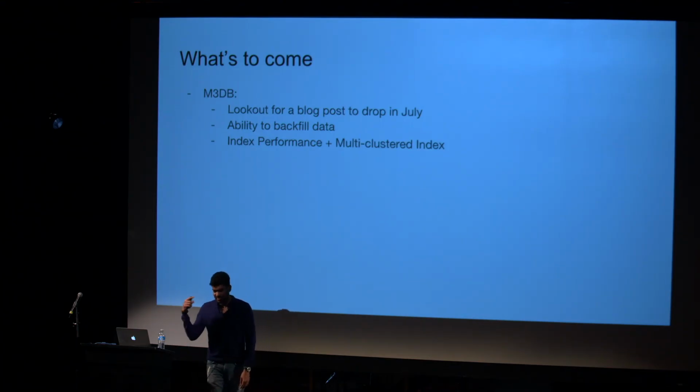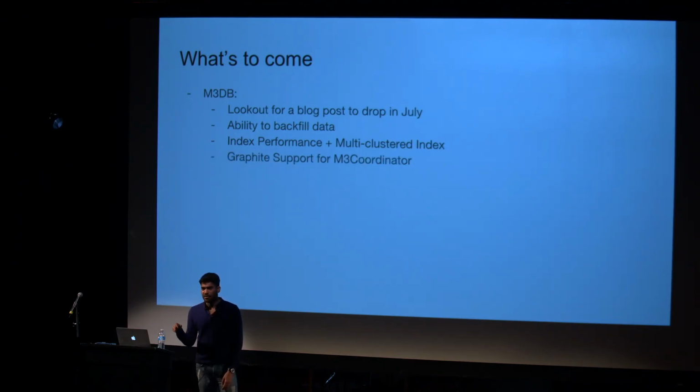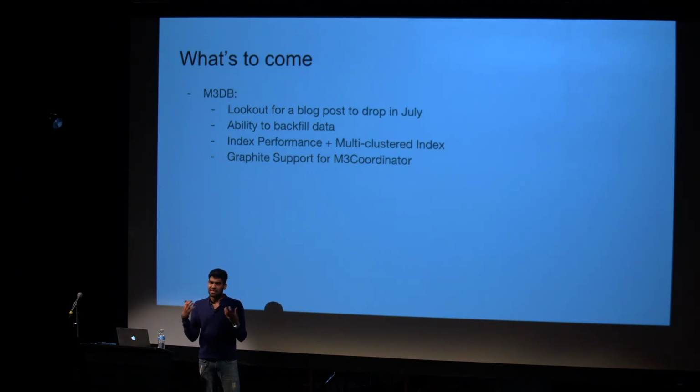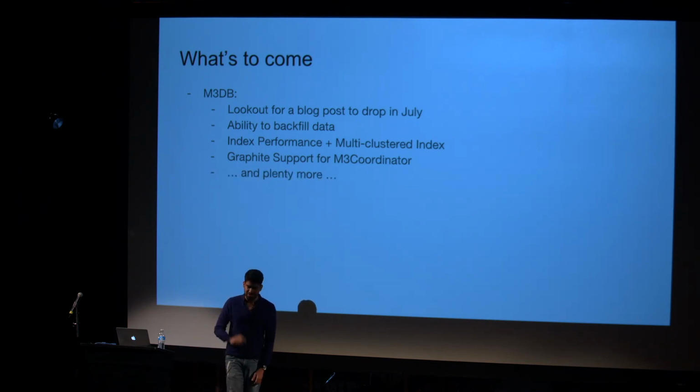Similarly, all the index stuff that I talked about, getting the read performance up there, and supporting multiple clusters instead of just a single cluster. We also want to add support for Graphite in M3 Coordinator, which is our sidecar. We already have Graphite metrics stored in M3DB. We can already index them, but we don't have the end-to-end server set up so that it's super easy to just hit an endpoint and it works. So we want to add all of that. And that's just on the M3DB side.